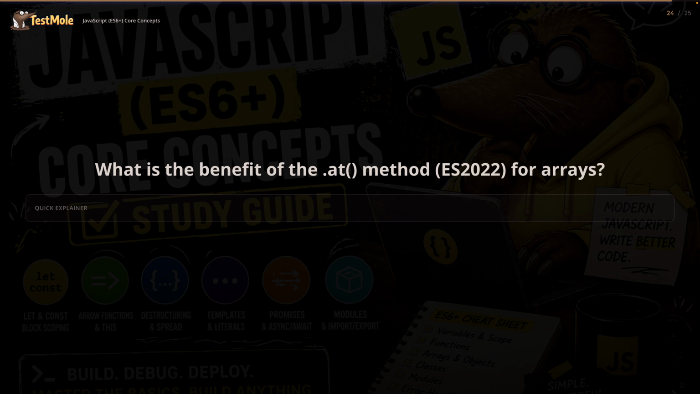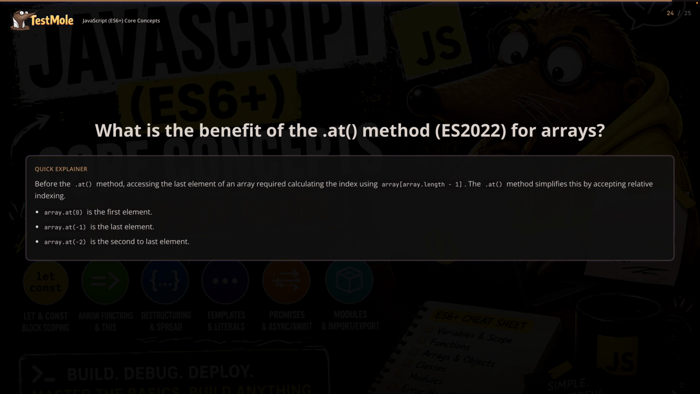What is the benefit of the .at method (ES2022) for arrays? Before the .at method, accessing the last element of an array required calculating the index using array.length minus 1. The .at method simplifies this by accepting relative indexing. Array.at(0) is the first element. Array.at(-1) is the last element. Array.at(-2) is the second to last element.